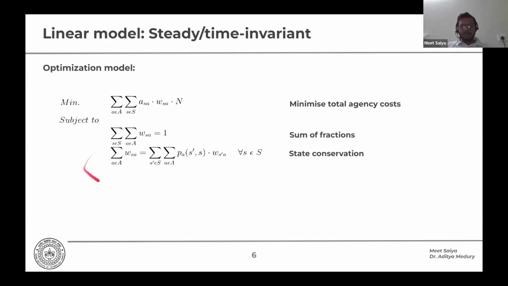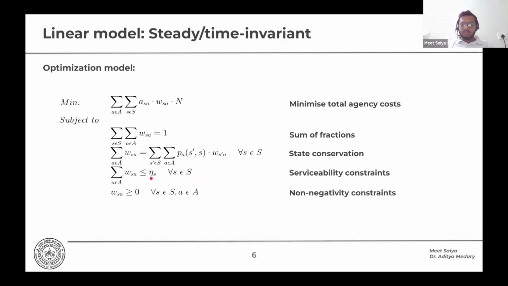This is state conservation or state transition, which means if you are in state S-A and you transition by the transition probability matrices, you should reach a new distribution W S'A'. Now, since this is steady, W S'A' and WSA are the same. So which means that you are in the same distribution, you transition and you again reach the same distribution. And this is the serviceability constraint, that we want to limit the worst fraction below a certain threshold. And we have the non-negativity constraint. So this is the basic steady model.